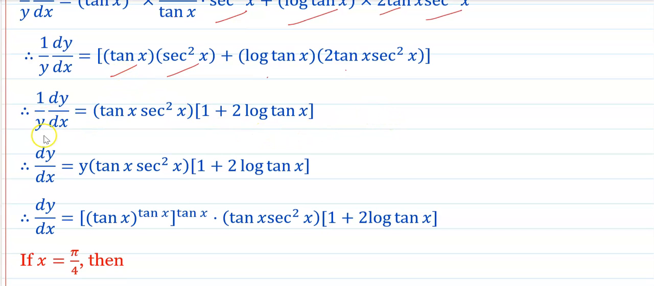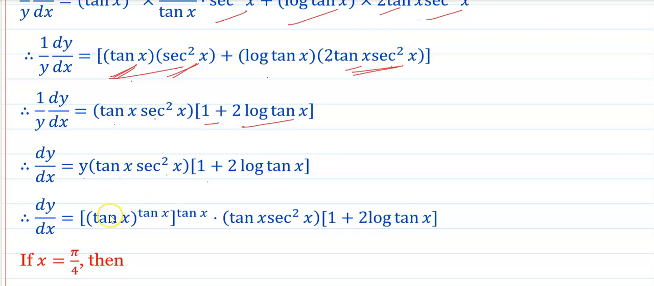Next, 1 upon y into dy by dx. Now which terms can we take common here? Here is tan of x into sec square x. Next here tan of x into sec square x. We can take common tan of x into sec square x. Therefore, if tan of x into sec square x goes common, what remains here? 1. And what about here? 2 into log of tan x. Therefore dy by dx is equal to y times tan of x into sec square x in bracket 1 plus 2 times log of tan x.